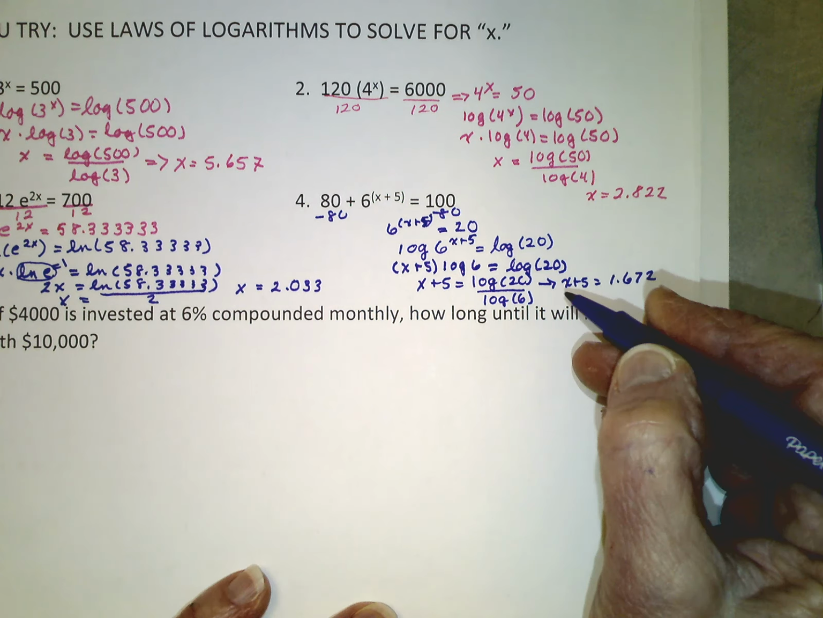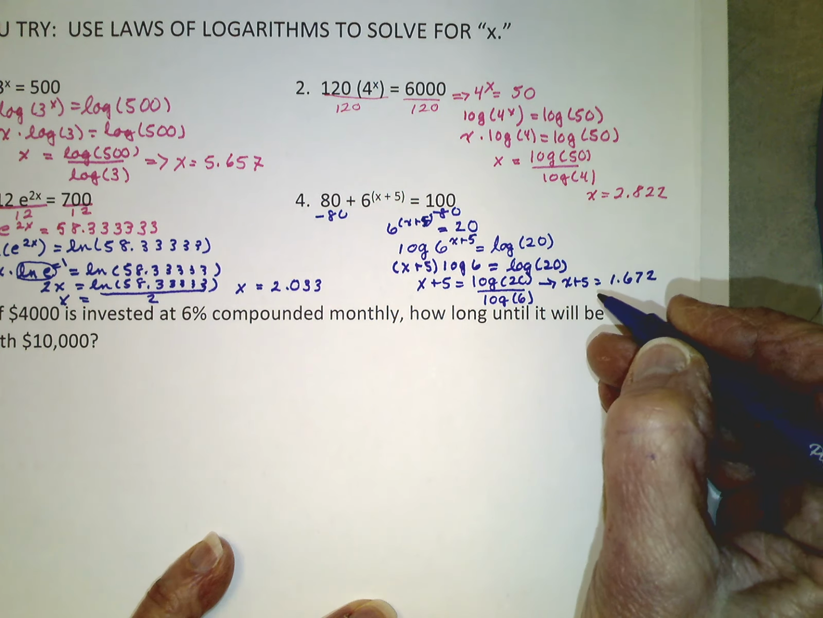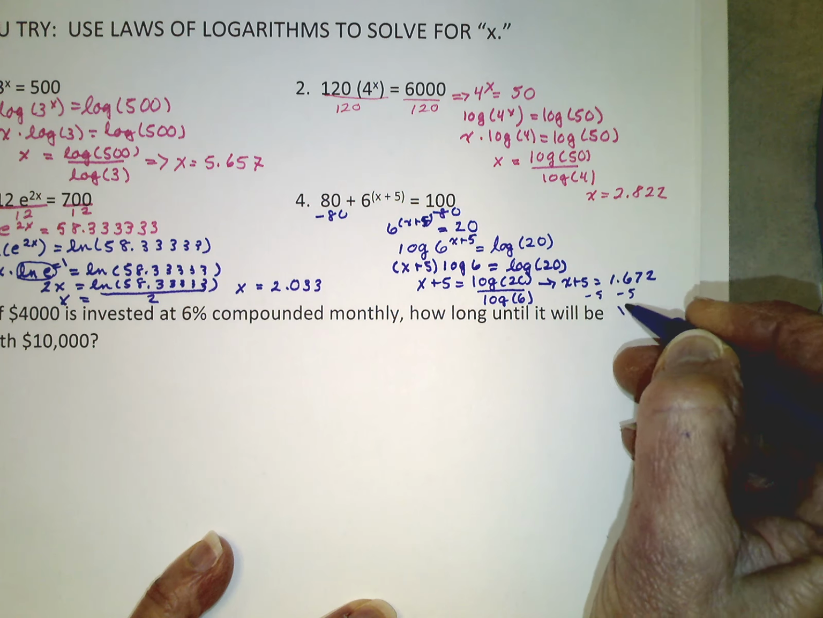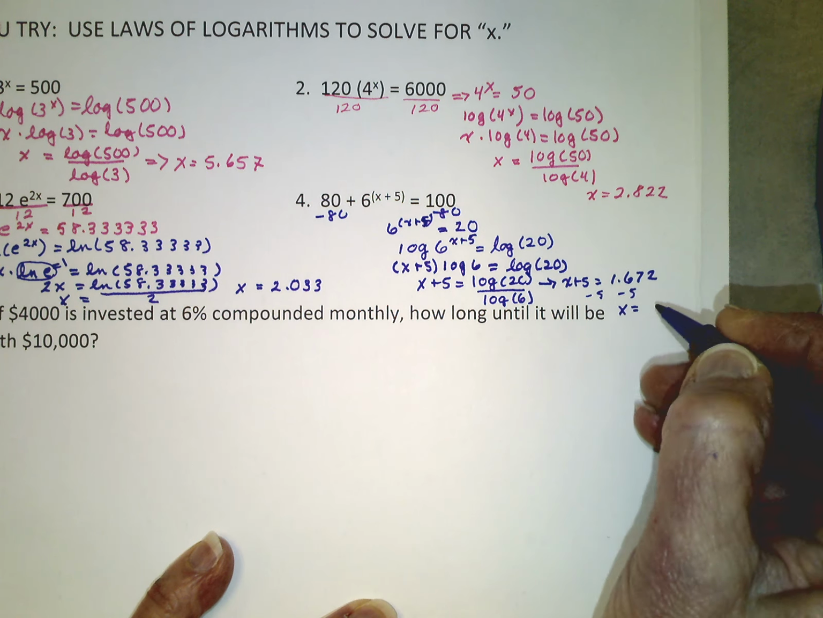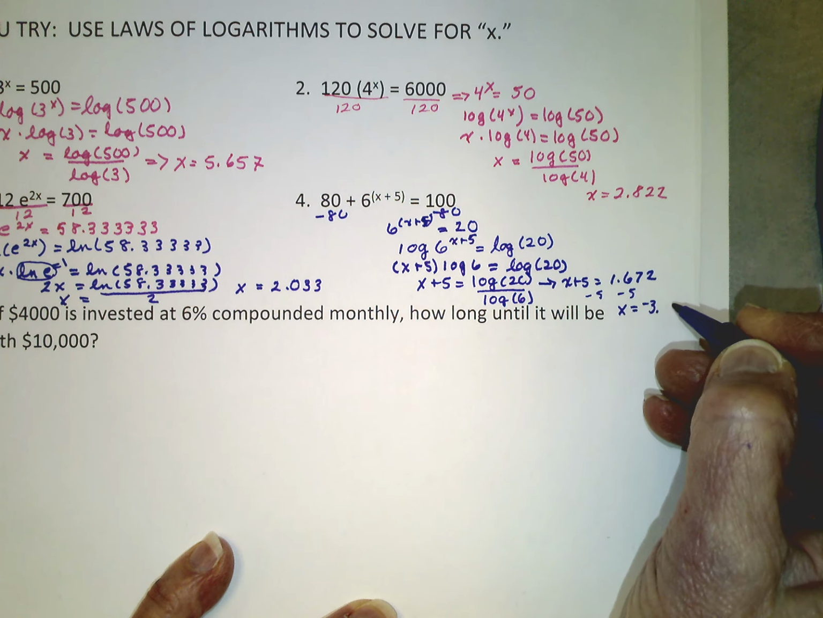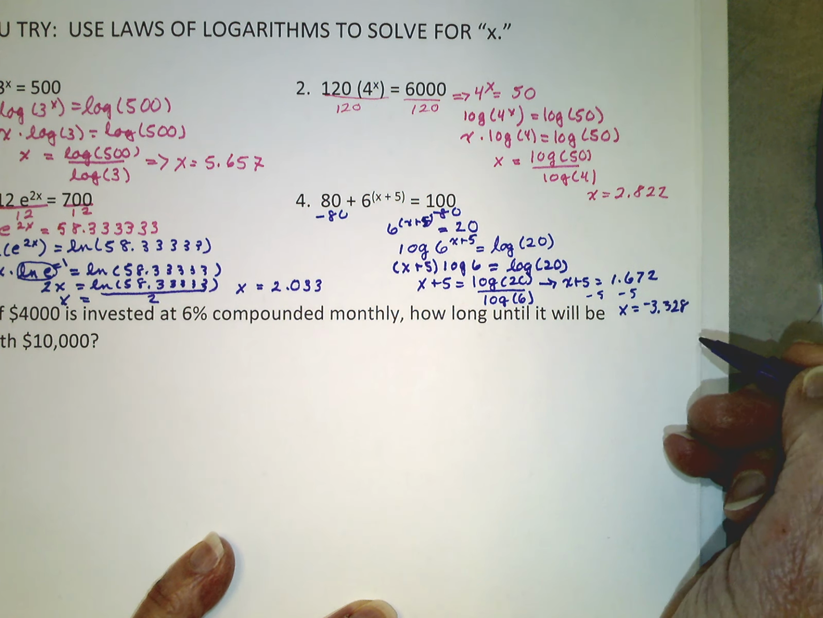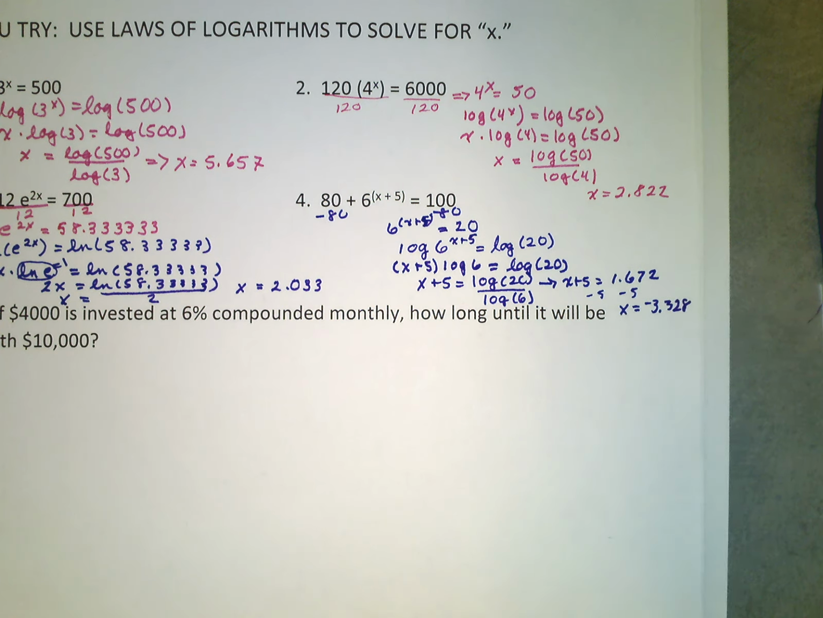But then if we're looking for x, we had to subtract 5 from both sides. Almost have enough room here. And came out to x equals negative 3.328. Got one more problem.